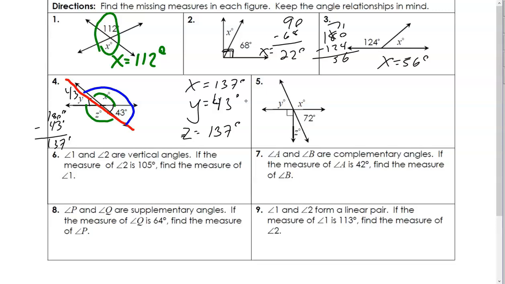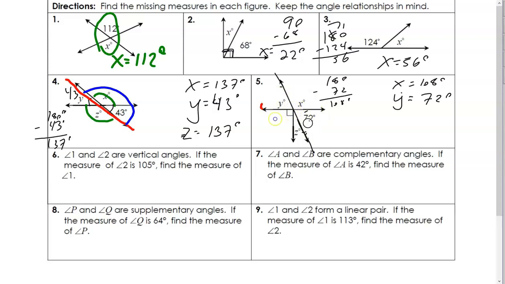All right, number 5. I notice right here that this is a straight line, and these two are a linear pair, making them 180 degrees. So I can go ahead and take 180 minus 72 gives me 108. So I know that x is 108 degrees. Now the next thing I see is that these two are also a linear pair, and that would make them 180. So that would make y 72. Now look, you see how if this is 72, it's just the same as this, and why is that? They are vertical angles.